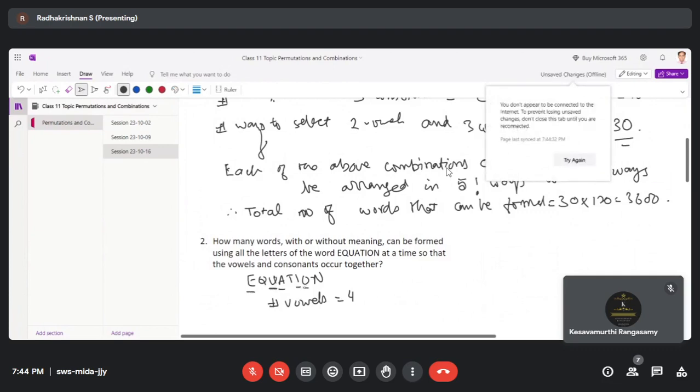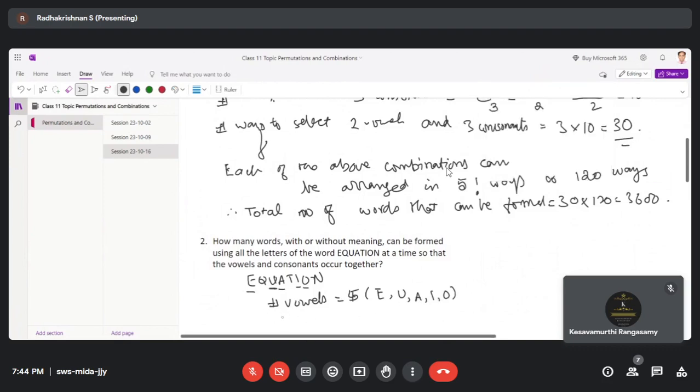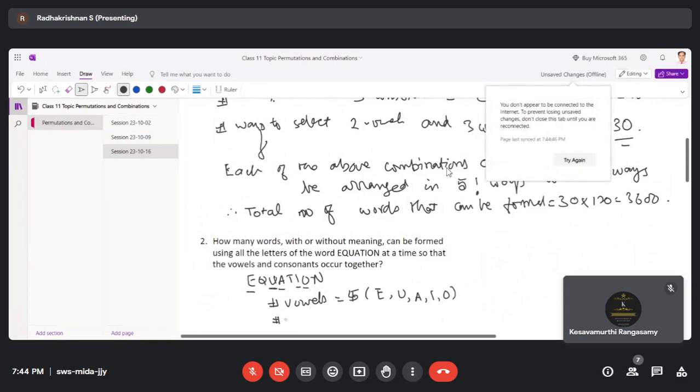U, A, I, O. E, U, A, I, O. It has got all the vowels, A, E, I, O, U. Okay, all distinct. So the consonants are Q, T, N. So nothing is repeating. Q, T, N.